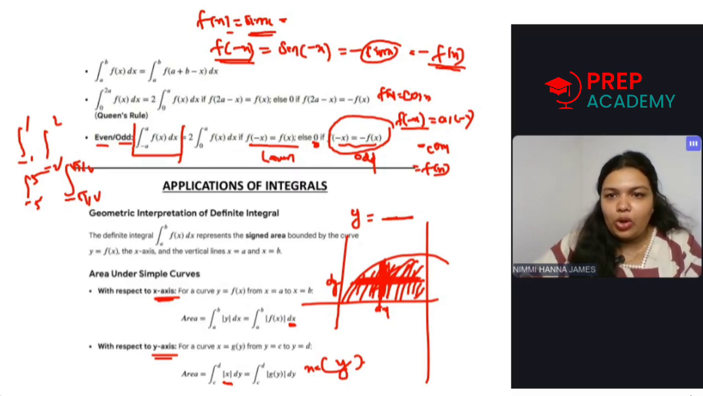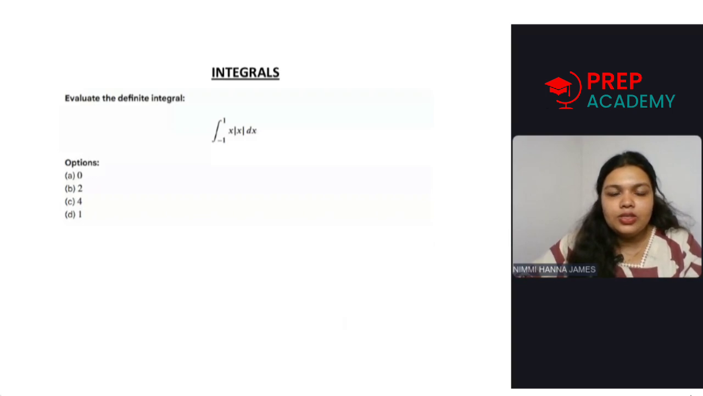So let's do some problems from both of these chapters. Okay, so evaluate the definite integral, integral minus 1 to 1 x mod x dx. I will not be doing every problem from this chapter since we have very little time. This is going to be revision.